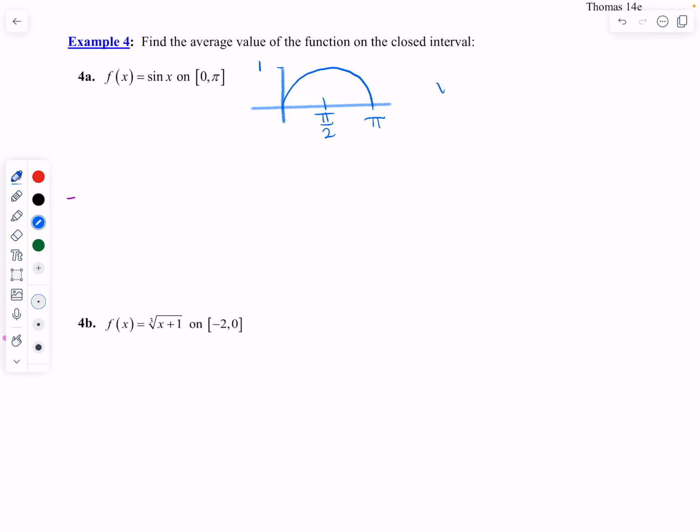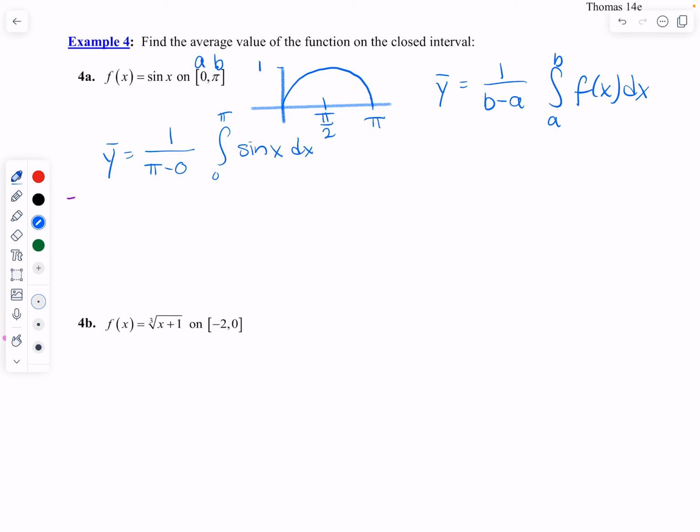So remember that average, or y bar, is equivalent to 1 over b minus a, integration from a to b, f of x dx. Okay, so remember that the upper limit is going to be b, which is pi, and the lower limit is 0. So when I put all this together, I get y bar equals 1 over pi minus 0, and integration from 0 to pi of the function sine x dx. Okay, so y bar equals 1 over pi, integration from 0 to pi of sine x dx.